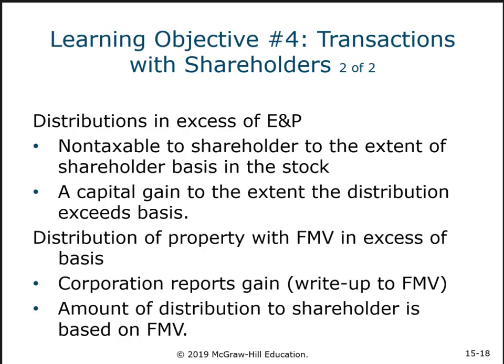If the property has a fair market value, okay? So for instance, instead of the corporation giving to the shareholder cash, they distribute a piece of property. That piece of property to the corporation has a basis of $50,000, but its fair value is $100,000. The corporation recognizes a gain, increases its taxable income, increases its earnings and profits by the amount of that gain, even though it hasn't technically sold that asset, just because it's planning to distribute it to the shareholder. That gain goes to the corporation.